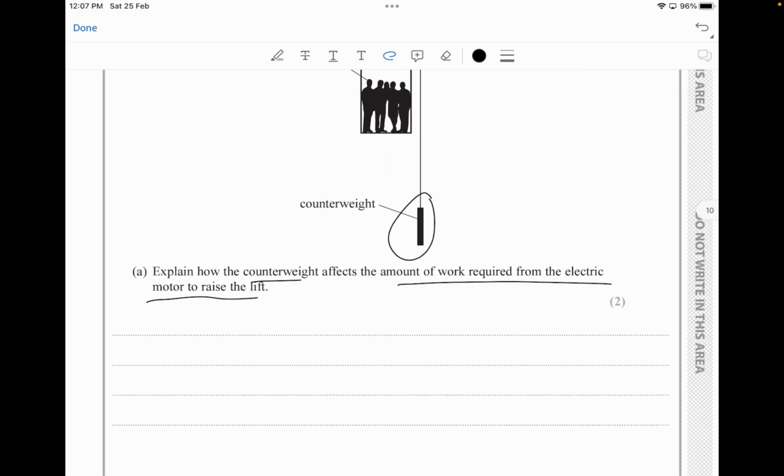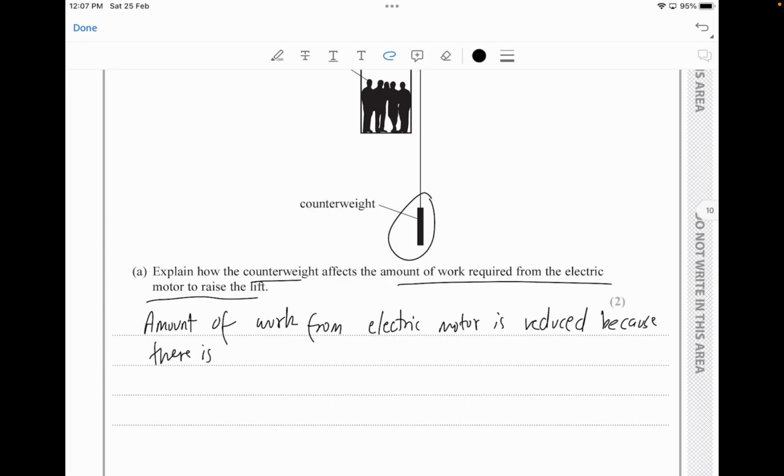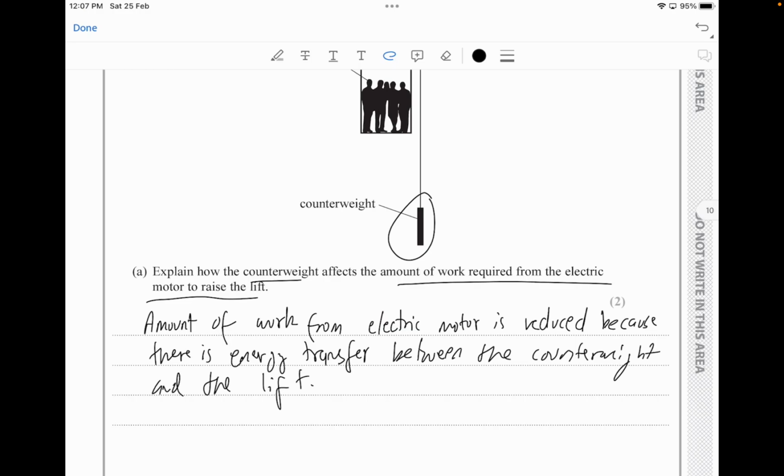So meaning we can say that the amount of work from the electric motor is reduced. Okay? Now, because there is an energy transfer between the counterweight and the lift. Now this is the correct way of answering this type of question.